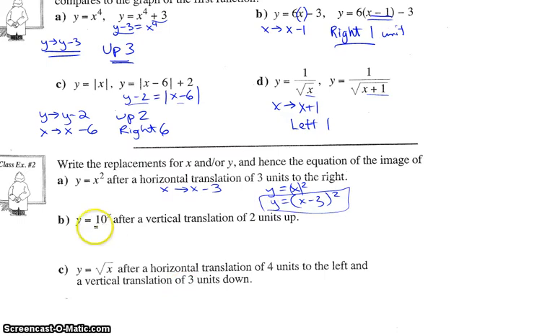All right. Let's look at the next one. y equals 10 to the x, after a vertical translation of 2 units up. Vertical means y is going to be replaced. Now, 2 units up would mean that y is replaced with y minus 2. So let's take our original equation, y equals 10 to the x. We're scooping y out this time and putting in y minus 2. Do we need brackets? Probably not. So we'll get rid of those brackets.